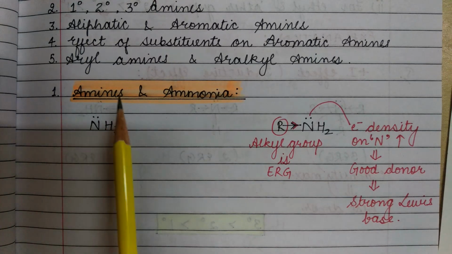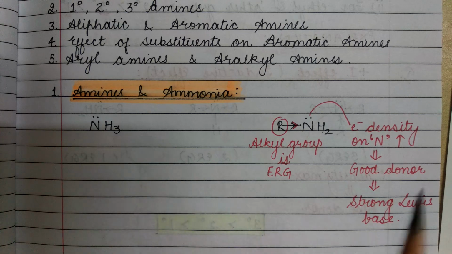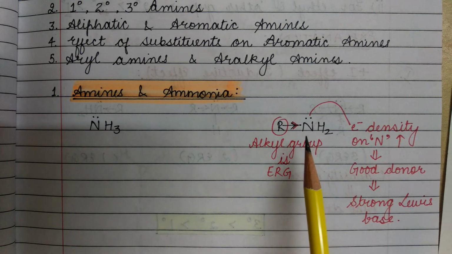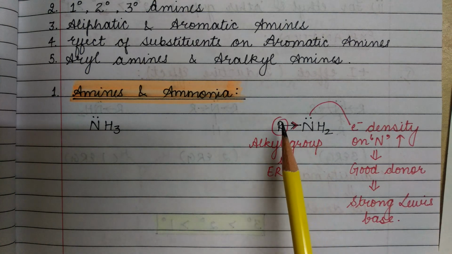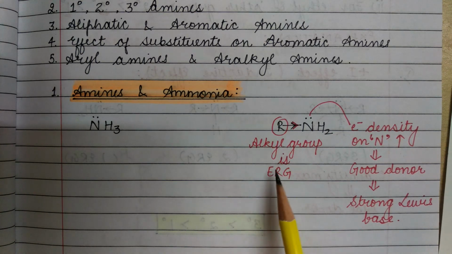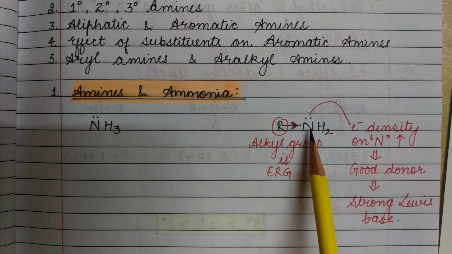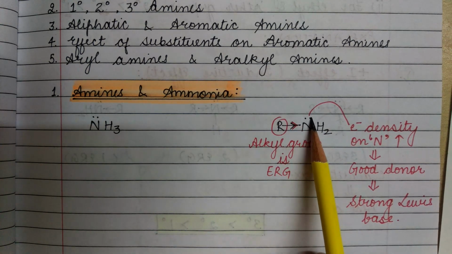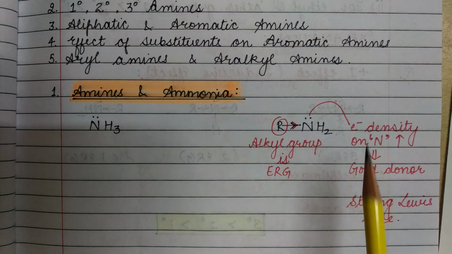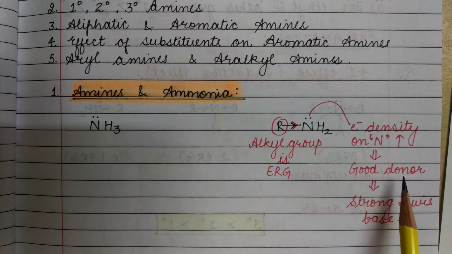The first is amines and ammonia. This is ammonia, NH3, and we have an amine here, RNH2. We know the R group is an electron releasing group. So it releases electrons to the nitrogen, and hence the electron density on nitrogen increases, and it becomes a good donor of electrons. So it is a strong Lewis base, because Lewis bases are those which donate electrons.